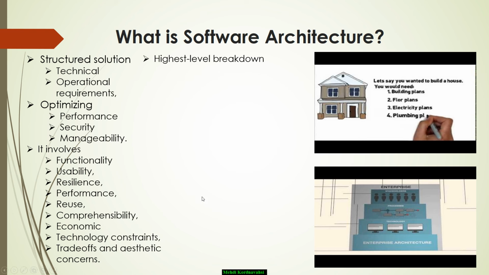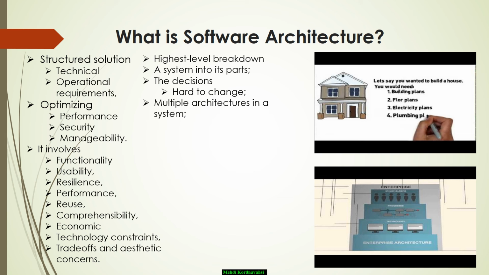The highest level breakdown of a system into its parts. The decisions that are hard to change. There are multiple architectures in a system. What is architecturally significant can change over a system's lifetime. And in the end, architecture boils down to whatever the important stuff is.